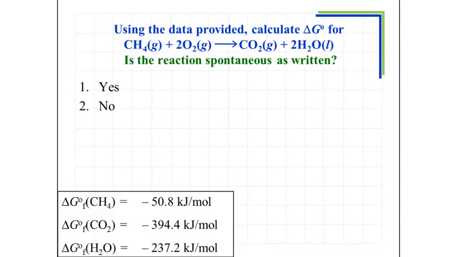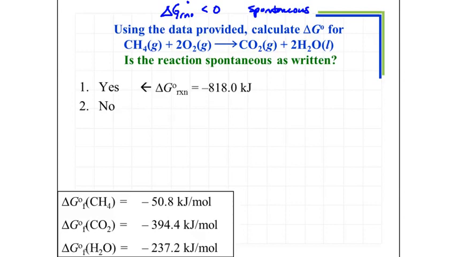So now, we have that equation, and we can use that equation to calculate the delta G of a reaction. And we know that the delta G of a reaction, when it is less than 0, negative, then it is spontaneous in the forward direction. So I want you to, first of all, calculate the delta G of this reaction, and then determine if it is spontaneous as written.